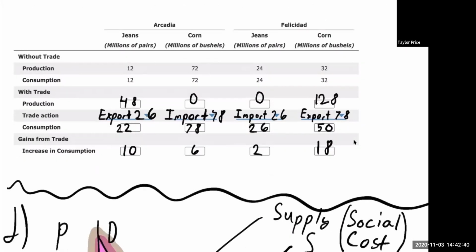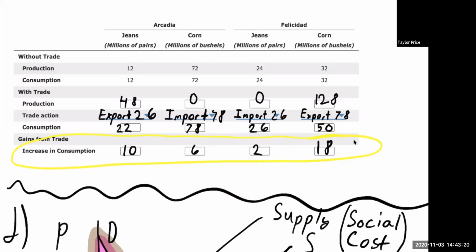So then because of that, we know that Arcadia is going to export 26 units of the good to Felicidad. So that's going to go over there. And for corn, the opposite, Felicidad is going to export corn to Arcadia, and that gives them the total amounts that they end with. So note here, and this is the really important piece, we see that both countries are gaining from trade in this trade, and that has to be true.